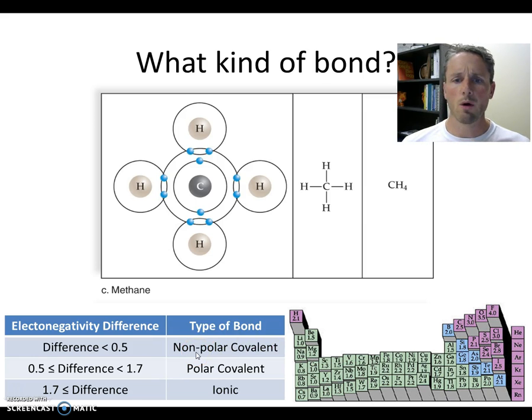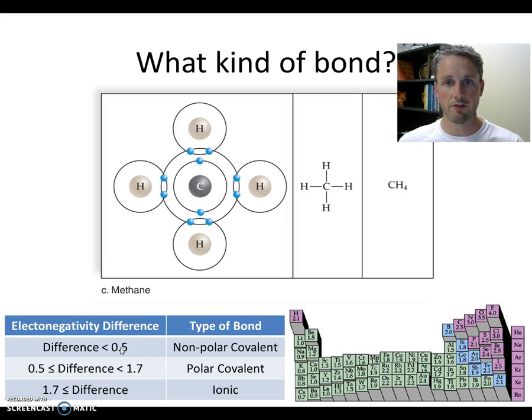All right. What about for that example of carbon and hydrogen? This was for a methane molecule. Okay, so we're going to compare hydrogen and carbon because they're participating in the covalent bond. So again, hydrogen is 2.1, carbon is 2.5. Here the difference is 0.4. All right, 0.4 is less than 0.5. So we're going to say that this is also a non-polar covalent bond.